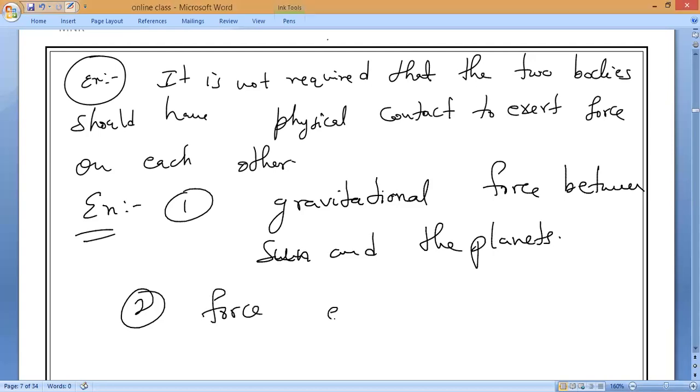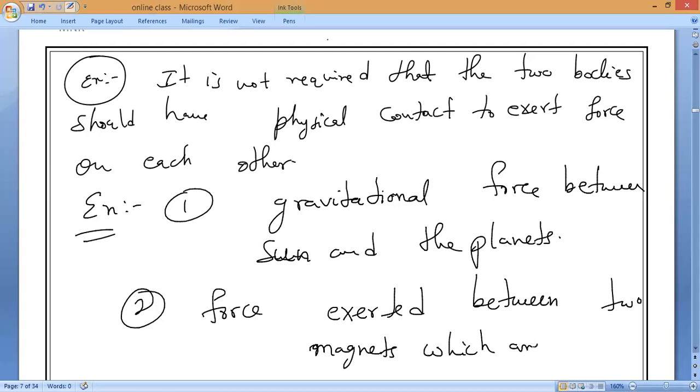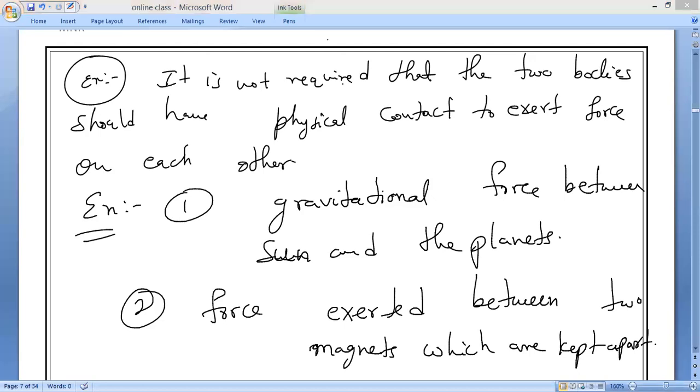Two magnets kept apart will attract or repel, right? Do you understand, Arun, Kailas, Gokul, Danishkar, everyone? Even with no physical contact, the force is still exerted between the two bodies. So till here everybody has noted down?